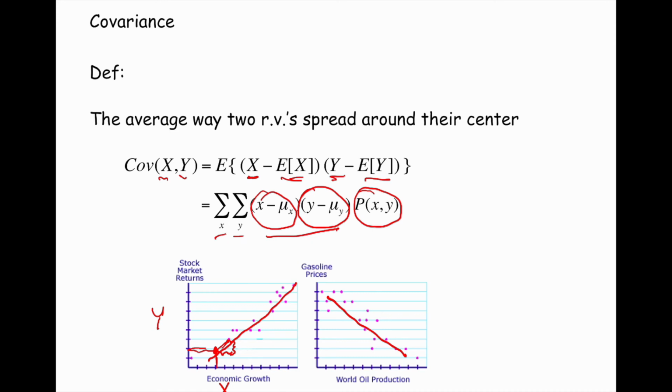If we take any point here, some unit step increase along the x direction is commensurate with a unit step decrease in the y direction. And that's what a negative covariance looks like. And it kind of makes sense. If there's more production, the price goes down. So we have positive covariance on the left-hand side of the graph, and we have negative covariance on the right-hand side. Any questions about this?